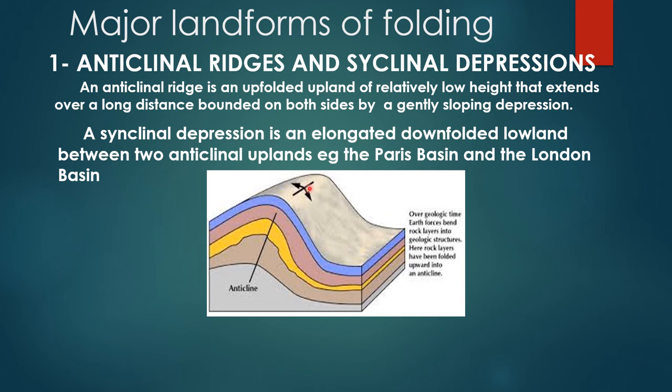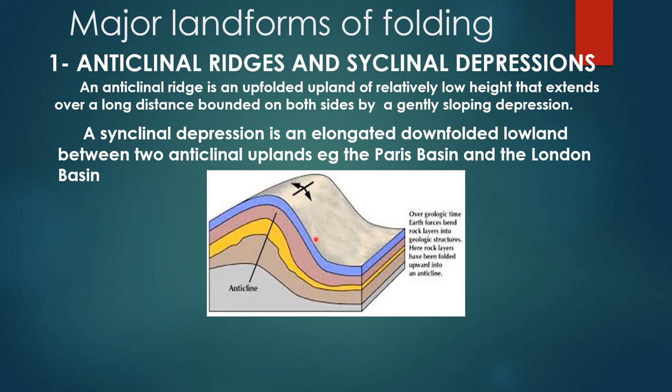Look here, this is what is called an anticlinal ridge. Because folding has taken place, a ridge is created, and as a ridge is created, it forms what is known as an anticlinal ridge. Here, it is a synclinal depression which is lying below the anticlinal ridge. So a synclinal depression is an elongated downfolded lowland between two anticlinal uplands. For example, we have the Paris basin and the London basin. So take note of this.